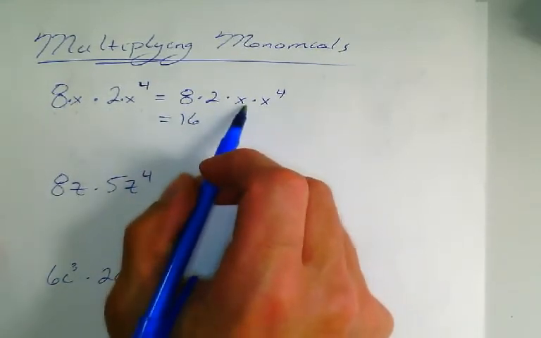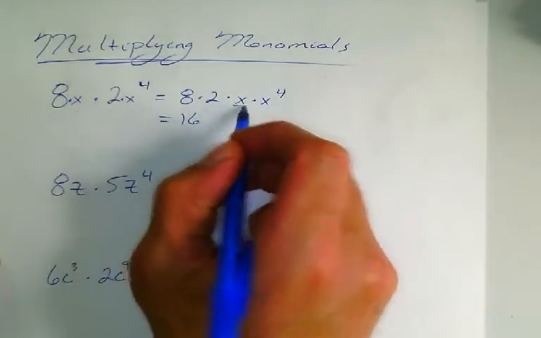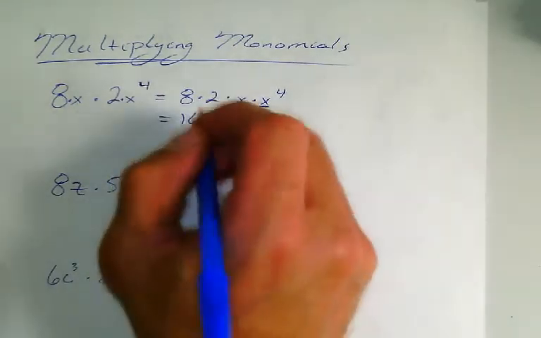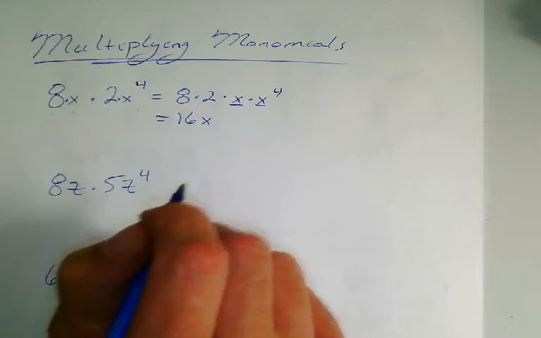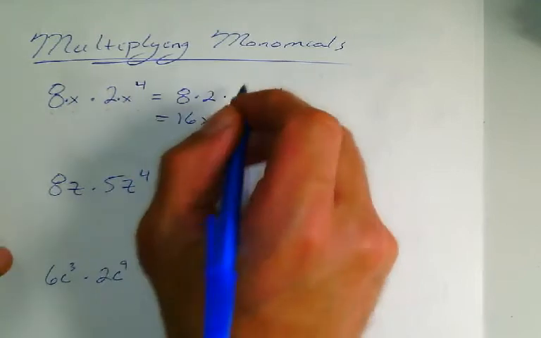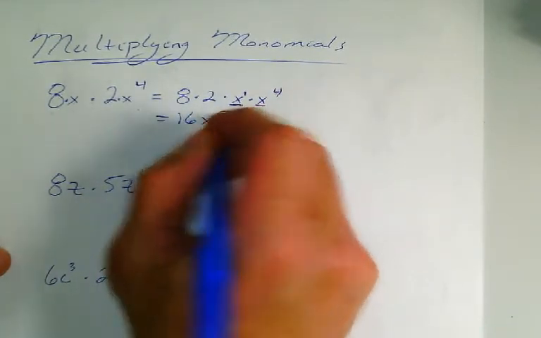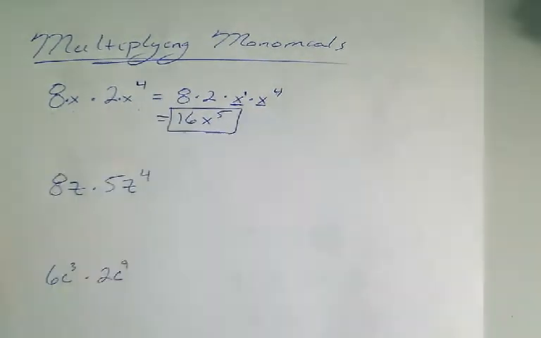I also know what x times x to the fourth is, because we did a unit on multiplying exponents, or powers, with the same base. When you're multiplying two powers with the same base, you keep the base the same, and you add their exponents. This is important: you add their exponents. Now x does in fact have an invisible exponent, a 1. So I do 1 plus 4, which gives me 5. My final answer here is 16x to the fifth.